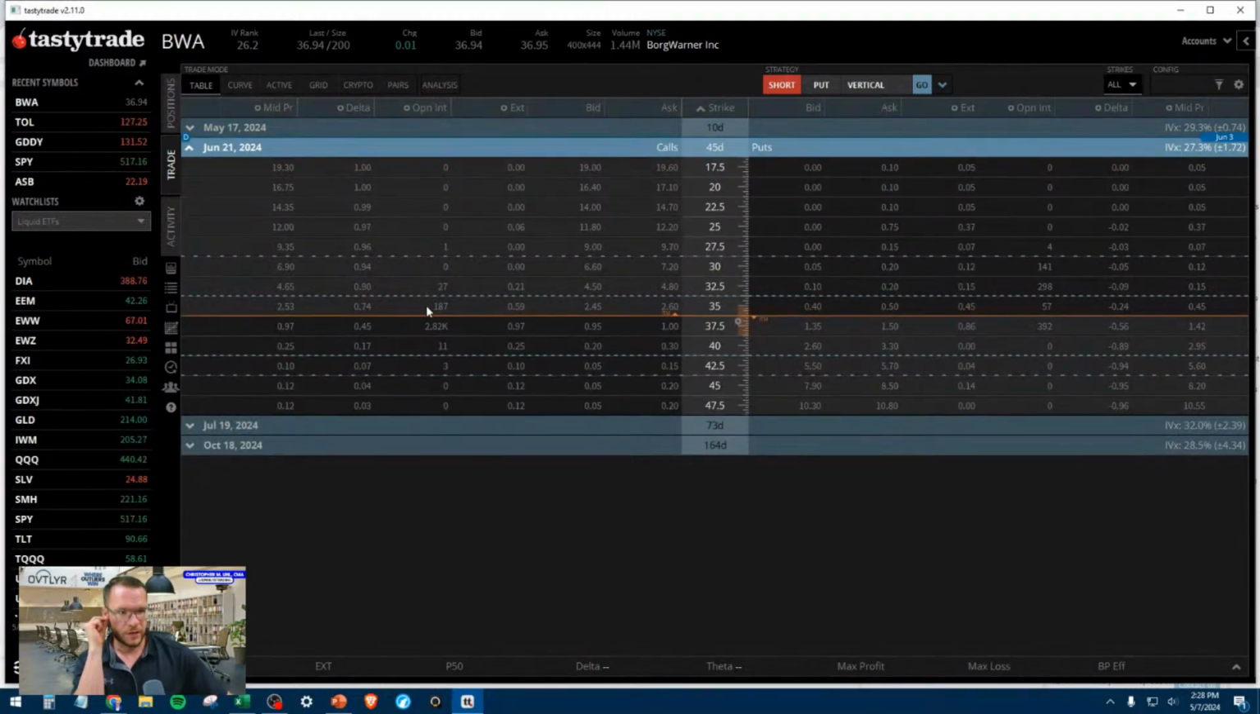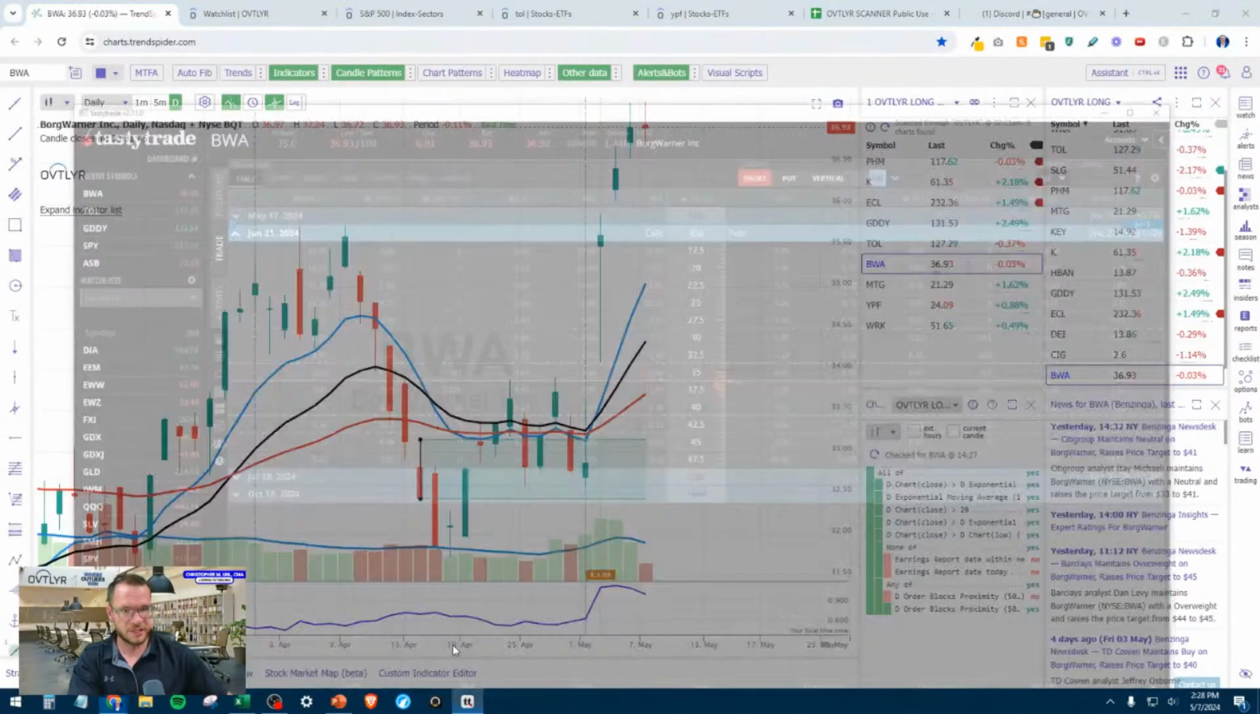All right, there's not enough liquidity here for me. The most liquid one in the money is 187. This one's good out of the money, but I don't trade out of the money. So BWA is off the table. MTG.